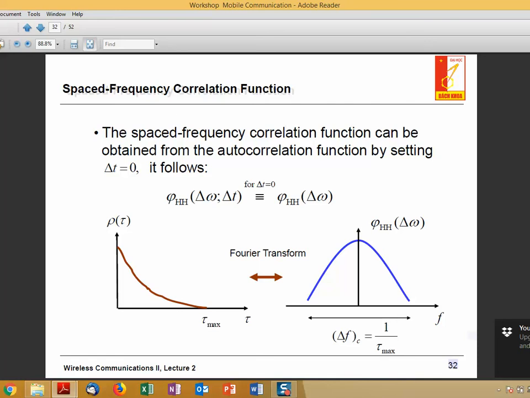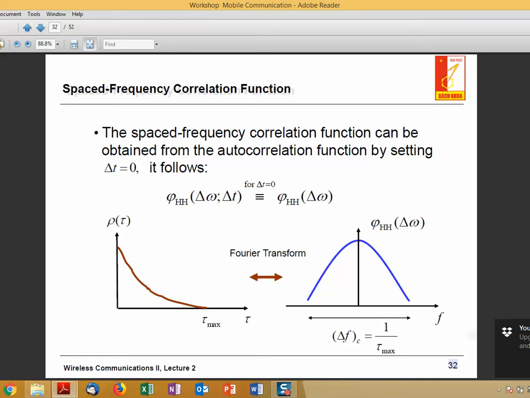And you have a broader coherence bandwidth. It means that this function becomes larger. In this case, the channel is changing very slowly.